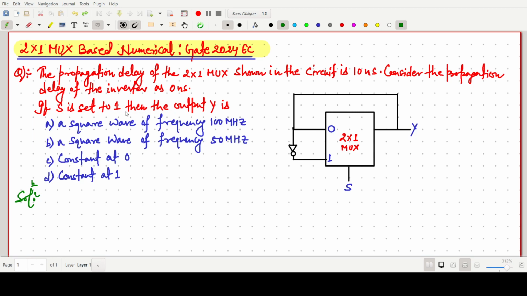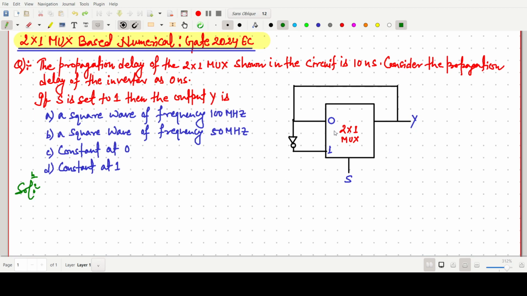If S is set to 1, that is, if the select line is 1, then the output Y is: option A, a square wave of frequency 100 MHz; option B, a square wave of frequency 50 MHz; option C, constant at 0; option D, constant at 1. So this is basically a problem based on a 2 cross 1 mux. First of all, we have to know the simple basic idea behind the mux.